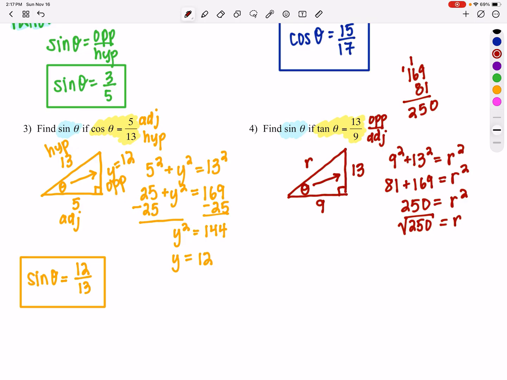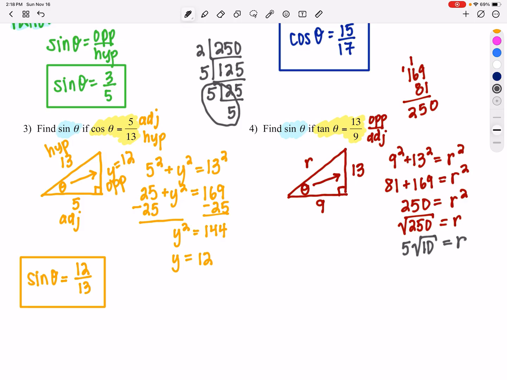So I'm going to come over here. I'm going to show my work right up here. 250. 2 goes into 250 125 times. 5 goes into 125 25 times. 5 goes into 25 5 times. We're looking for pairs, so we have a pair of 5s with 5 times 2 left over. So 5 on the outside with 5 times 2, which is 10 on the inside.